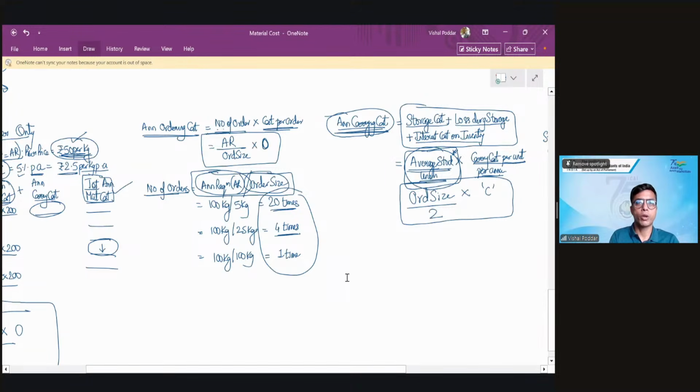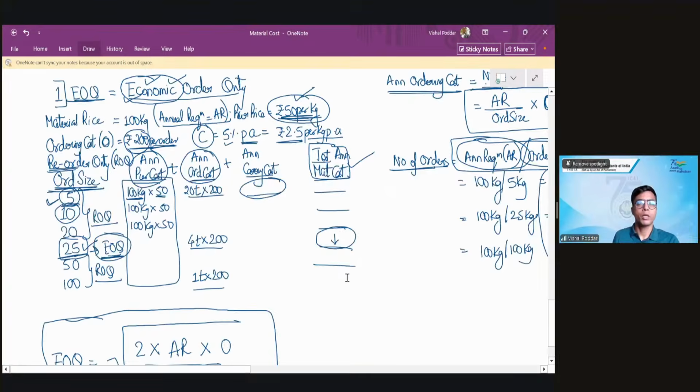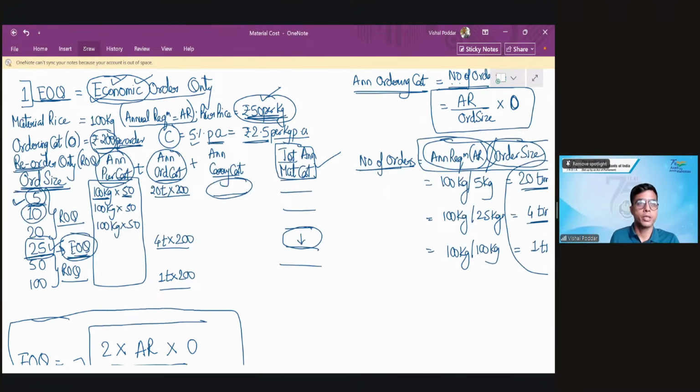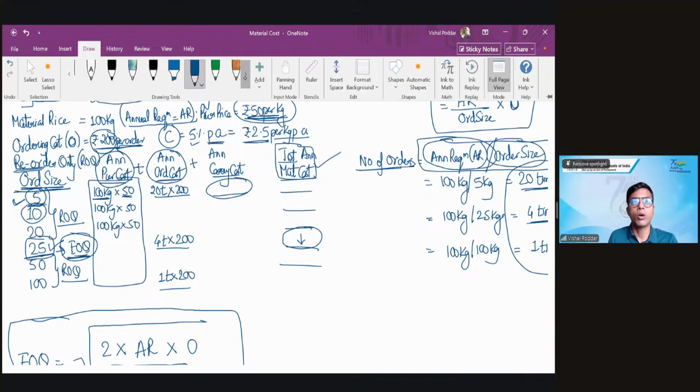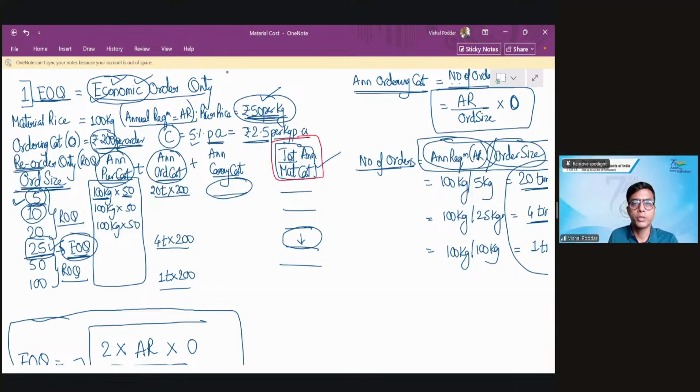Now, what is this logic? Pay attention. You have three types of cost: the annual purchase cost, the annual ordering cost, and the annual carrying cost. On the basis of these three costs, you will find out your EOQ. How? I want to find the total material cost which is lowest. So I calculate all three costs: purchase cost, I add the ordering cost, and I add the carrying cost, and I get the total. This I will do for all levels.